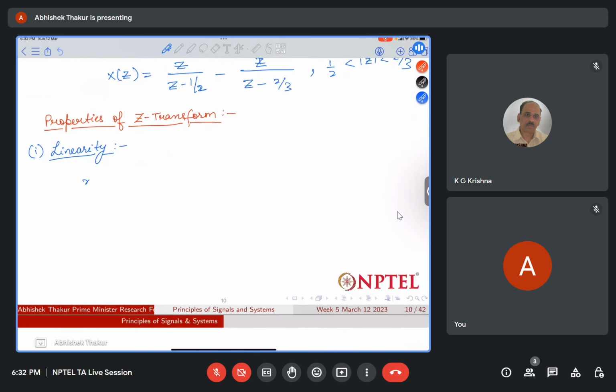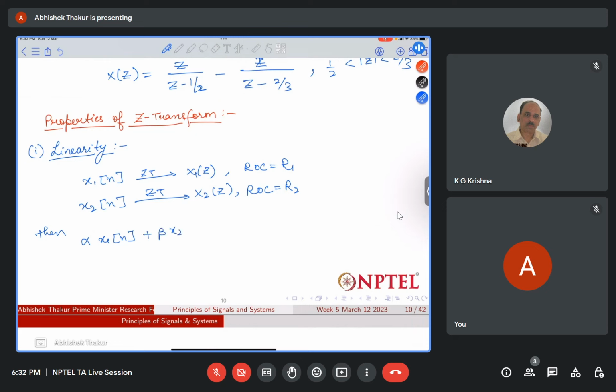In this, if the Z transform of x1[n] is X1(z) and the ROC is, let's suppose, R1, and another signal x2[n] has Z transform X2(z) and ROC R2, then the Z transform of alpha x1[n] plus beta x2[n] will be alpha X1(z) plus beta X2(z), and the ROC will contain R1 intersection R2.